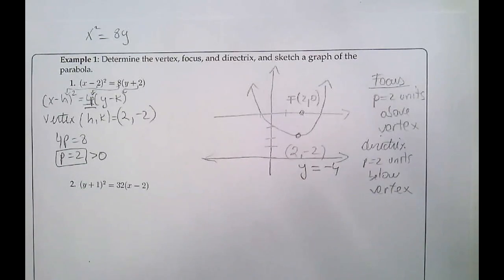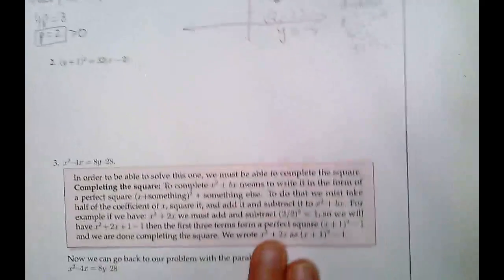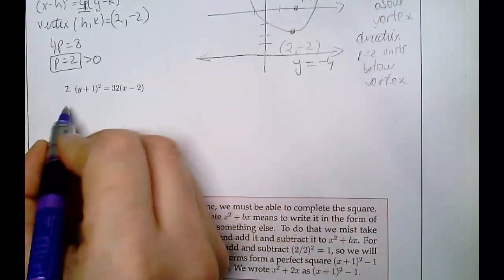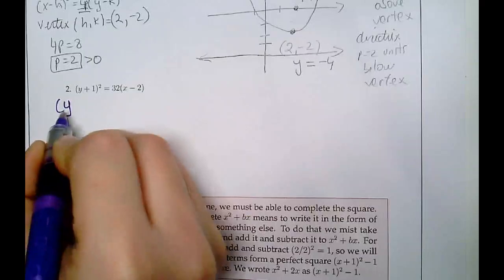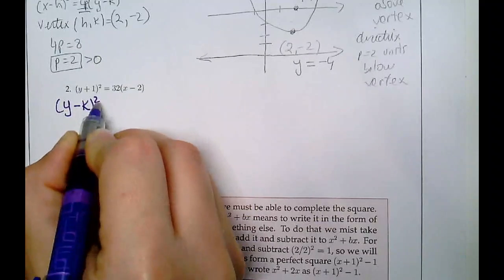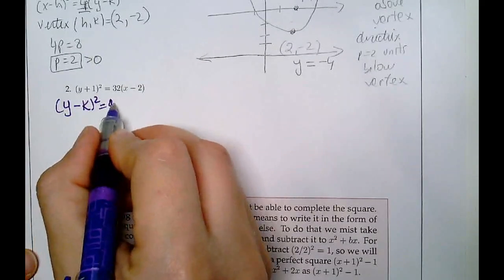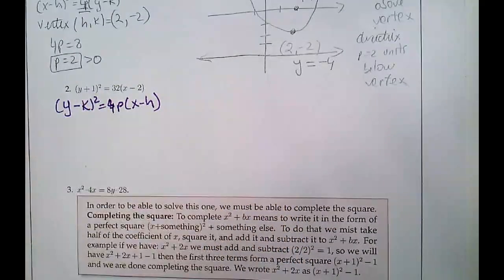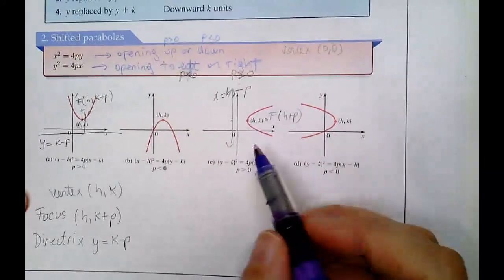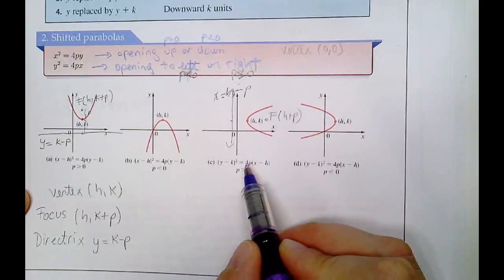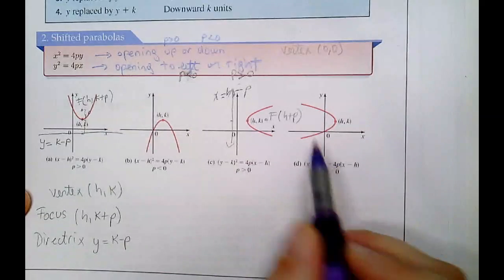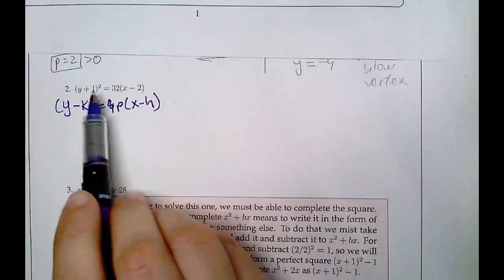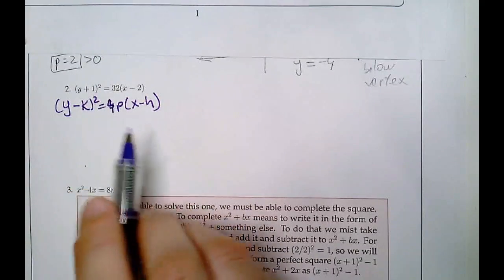All right, so let's see the next example. So now I have y plus 1 squared equals 32 times x minus 2. So this is of the form y minus k squared equals 4p times x minus h. So this is of this type, and we'll find if p is positive or negative. So this is going to be a parabola opening to the left or to the right because the y is the term that is squared.